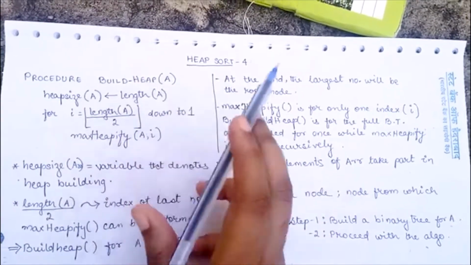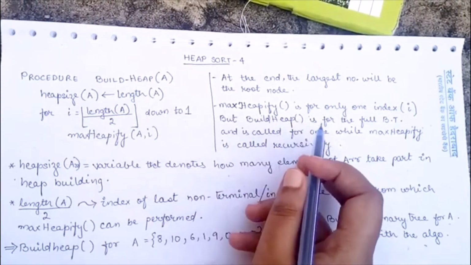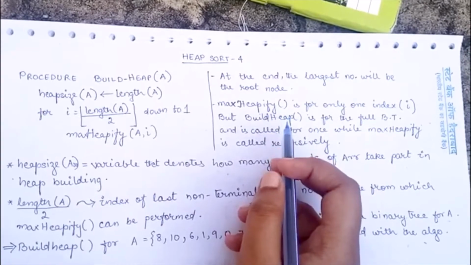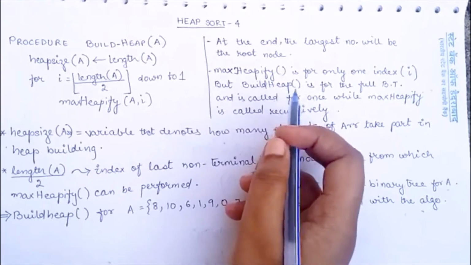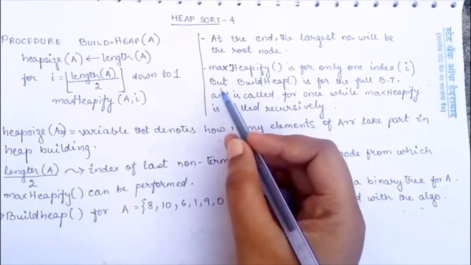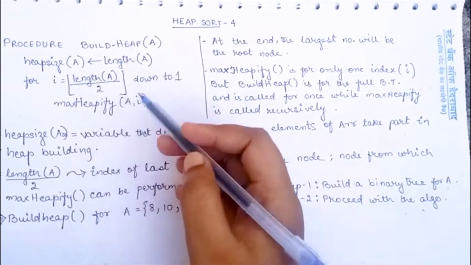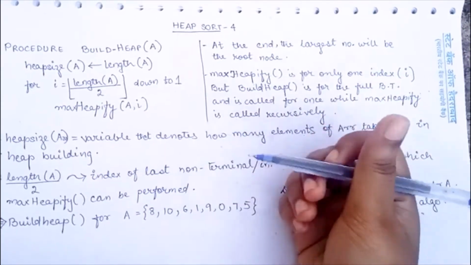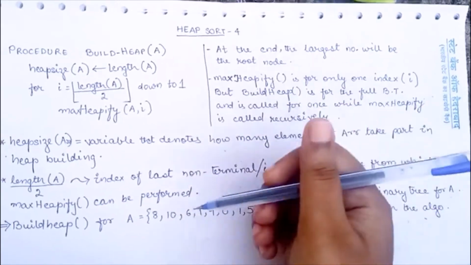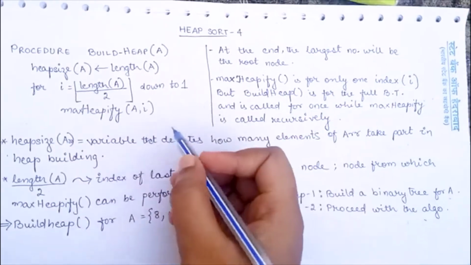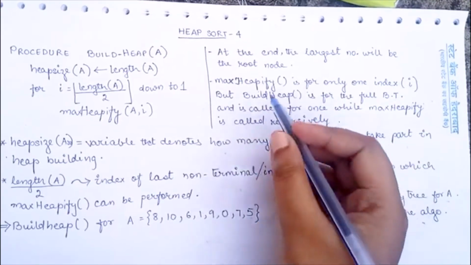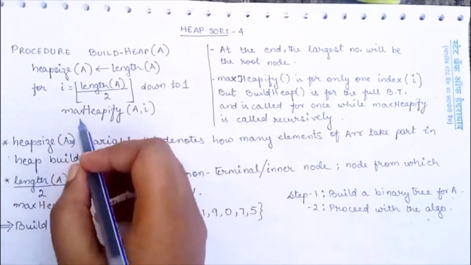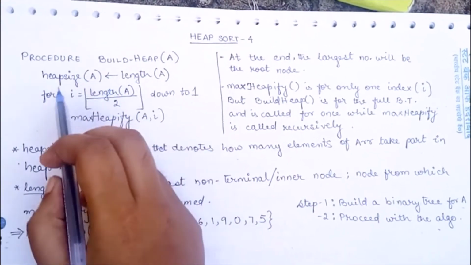The difference between max heapify and build heap is that max heapify is for only one index i, as we studied in the previous video, but build heap, as we will see here, is for the full binary tree, and it is called only once in the heap sort algorithm, whereas max heapify will be called recursively. So let us see the build heap.